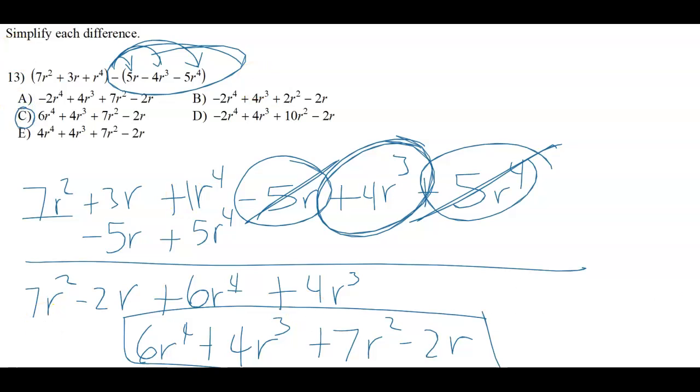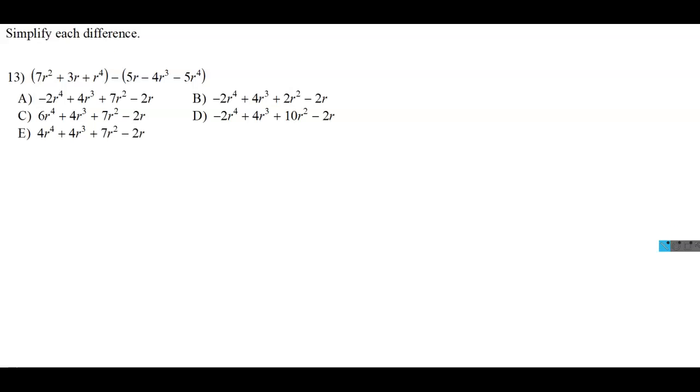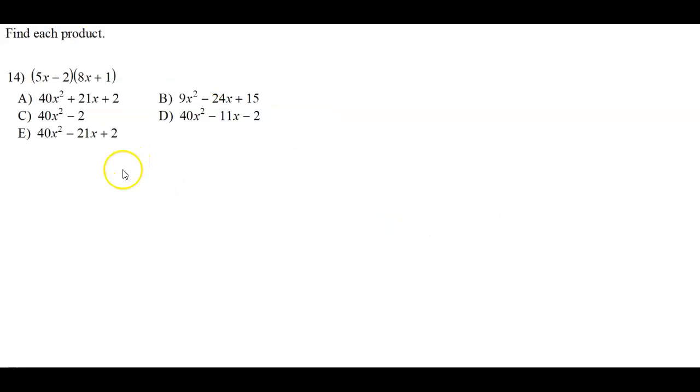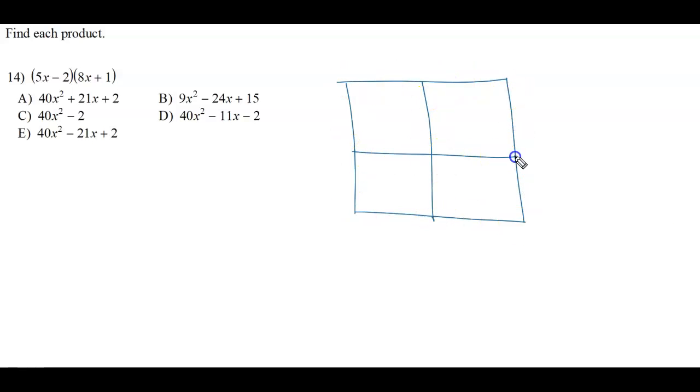So that's adding and subtracting polynomials. Let's move on to multiplying polynomials. When you multiply polynomials, you're usually going to end up using the box method. So without any further ado, let's jump into it.